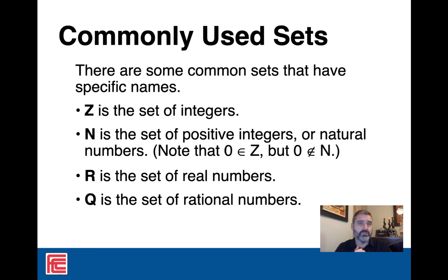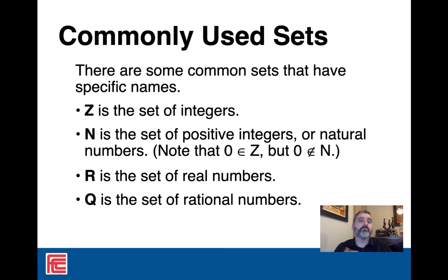There are some commonly used sets that have universal meaning, and you would never want to name a set using one of these letters. But Z is the set of all integers. I know what you're thinking. Why do we use Z? It comes from Zahlen, a German word that means number, right? So Z is the set of all integers.